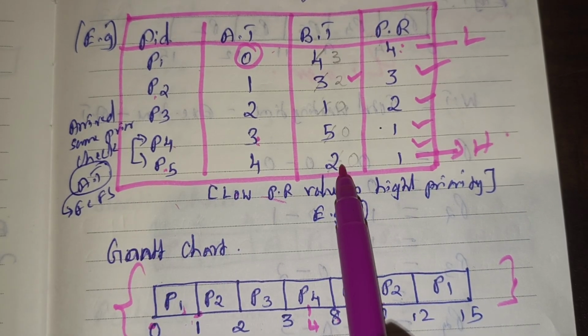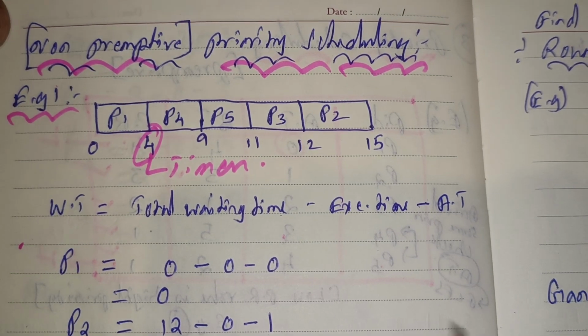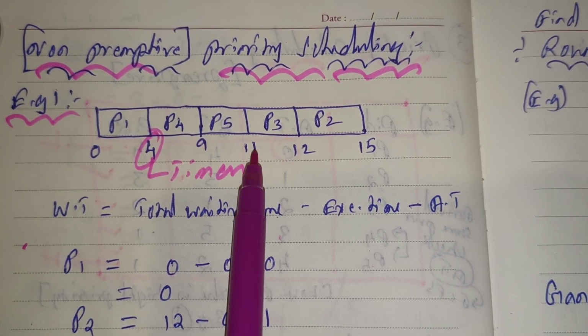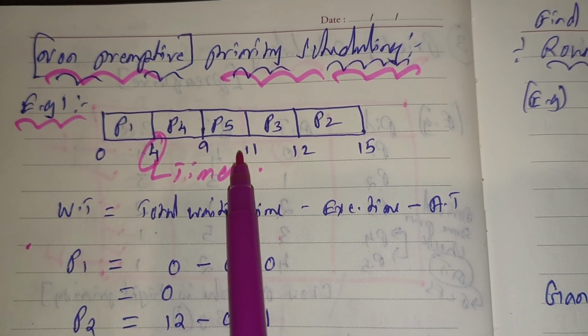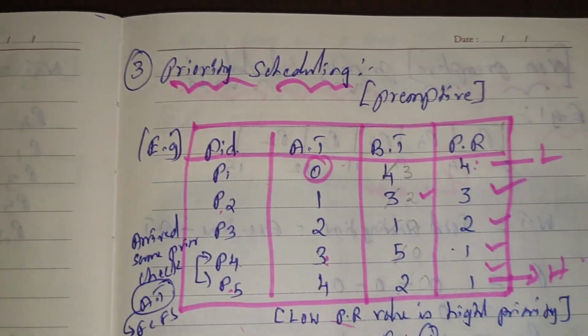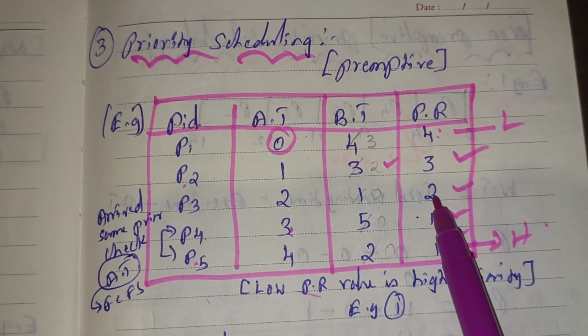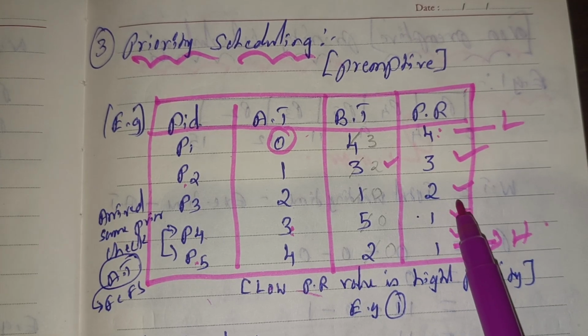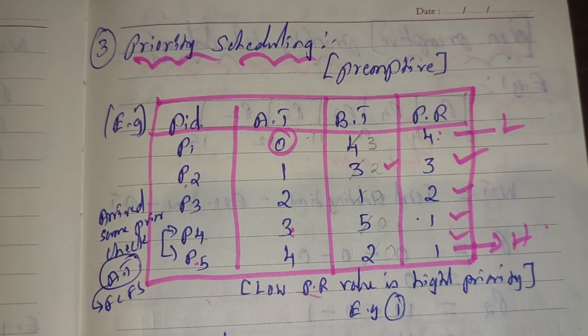Now what is the burst time? It is 2. The process 5 burst time is 2. So it starts exactly at 9 and ends exactly at 11. Right? And process 3 is coming next. Why? Because the next highest is process 3. So it is coming next and the burst time is only 1.